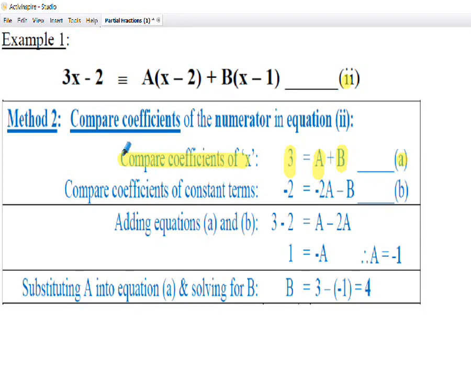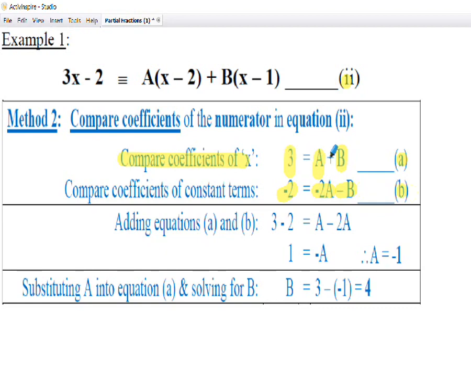So looking at the constants, on the left hand side I have minus 2, okay, there's no x associated with it, so that's a constant. And on the right hand side, if you consider expanding the brackets, I would have minus 2a, the a times the minus 2 expands in the brackets, and I would have b times minus 1 or minus b when I expand the second bracket. Again, take a few minutes to note what I'm doing there with the coefficients. In this case I get equation B.